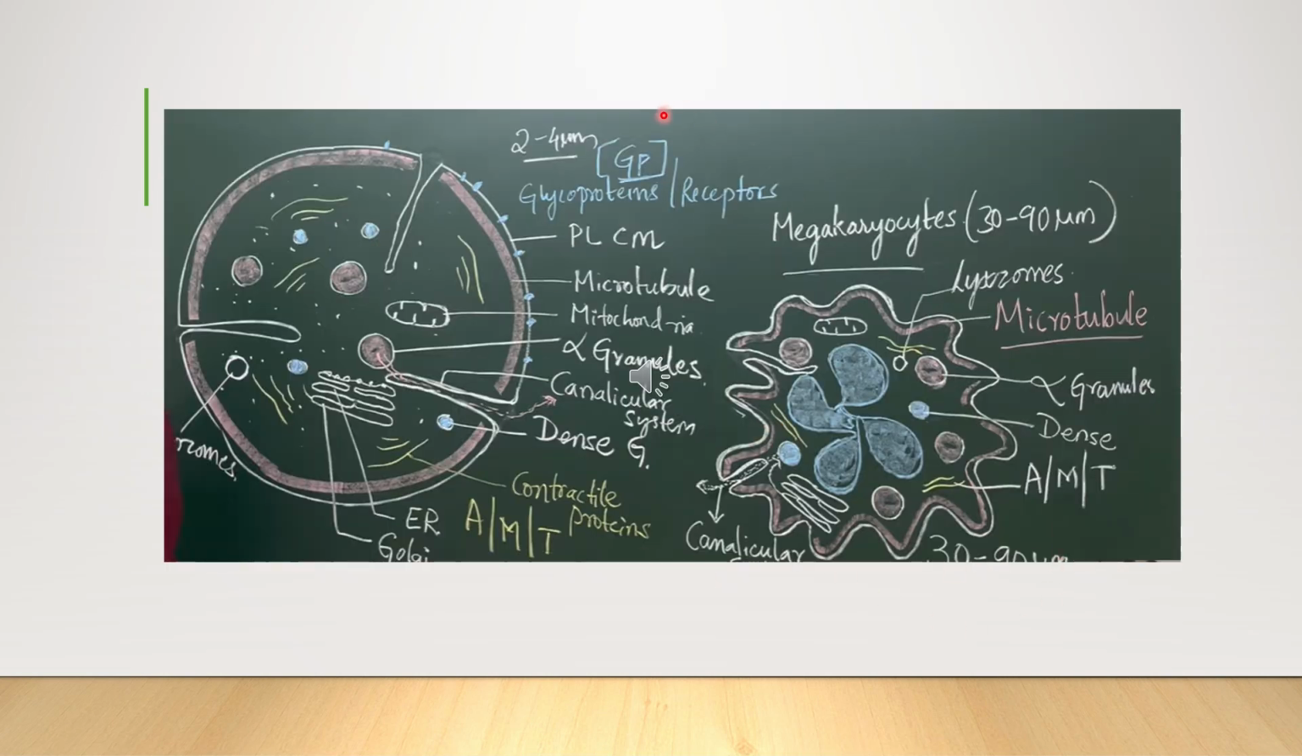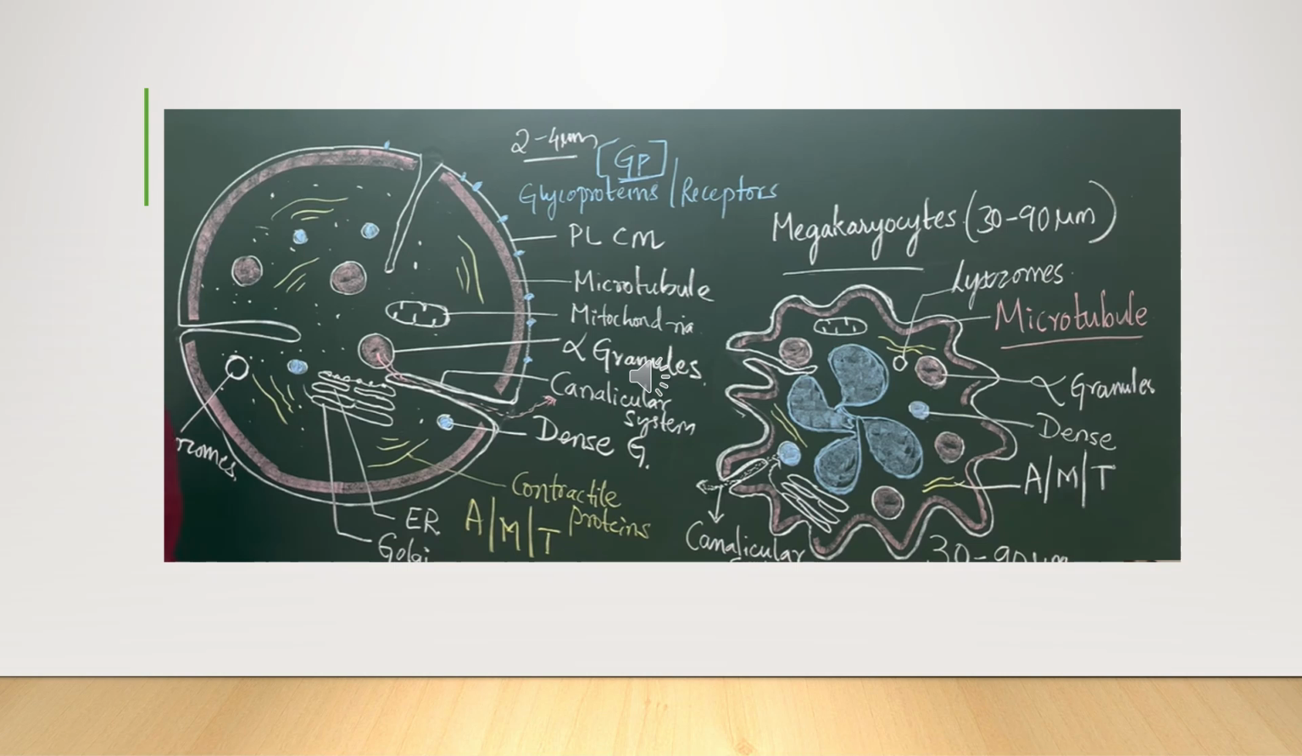If you see the picture here, we can see there are numerous microtubules present just beneath the cell membrane. These microtubules will maintain the integrity and shape of the platelet. Without them, platelets would lose their shape. In the cytoplasm, you can see contractile proteins, which are actin, myosin, and thrombosthenin. These proteins help in the clot retraction. They pull the wound edges together. And there are also mitochondria, endoplasmic reticulum, and Golgi complex present in the cytoplasm.